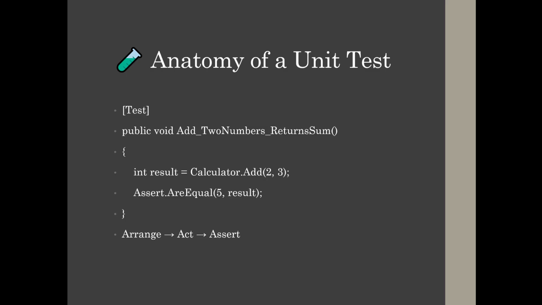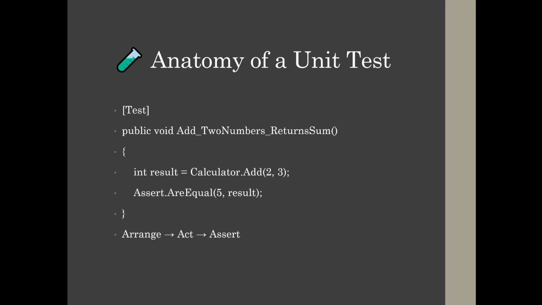So we arrange the inputs and the conditions of the test. So clearly this is named add two numbers, return sum, right? So that should be pretty straightforward in terms of what we expect the function we are testing to be able to do. We are calling the add function of a calculator class, passing a 2 and a 3. We are capturing that result, and that is the act. So calling the method we are testing is the act.